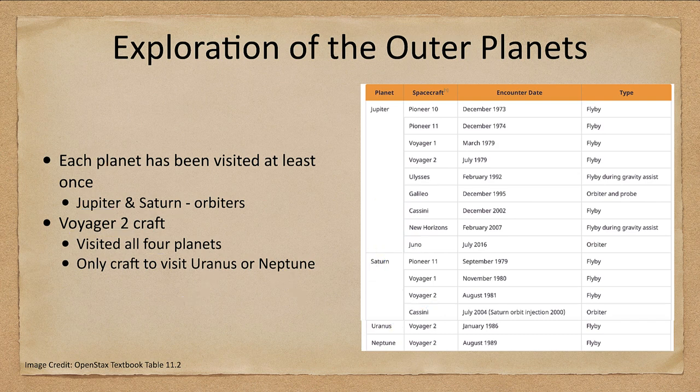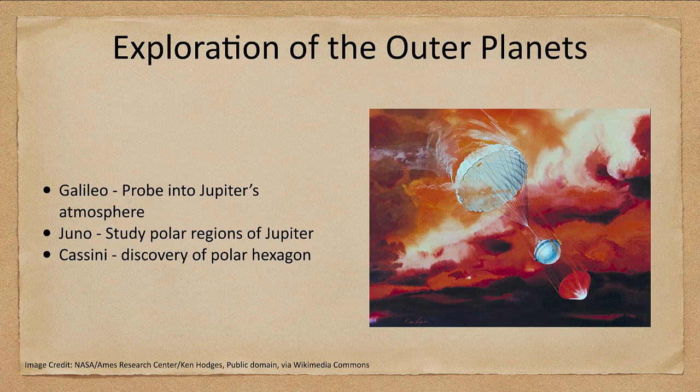So what do we know? What else have we done with exploration? Well, we've done a few more things too than just those. The Galileo spacecraft actually had a probe into Jupiter's atmosphere. A probe that goes into the atmosphere doesn't last very long. It will quickly heat up, and the pressures and temperatures will vaporize it. But we were able to get some measurements of the atmosphere as it plunged deep into Jupiter, or at least the upper layers of the atmosphere.